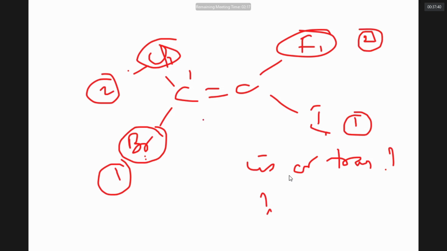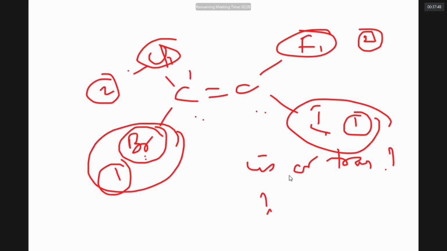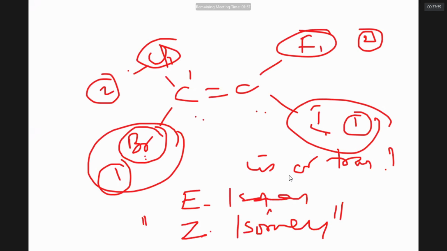If the adjacent positions on the C double bond C carbons are occupied by high priority groups on the same side, that is called the Z isomer. There is another classification called E and Z classification. If high priority groups are on the same side, it is called Z isomer, from the German Zusammen. If high priority groups are on opposite sides, it is called E isomer. This is called EZ classification. All the details are there in your college chemistry material.